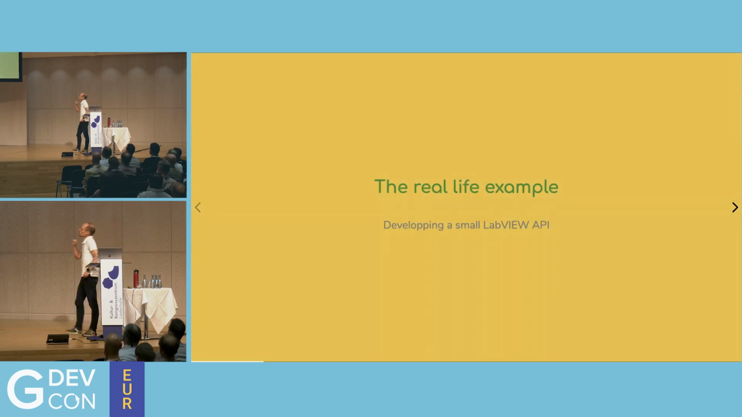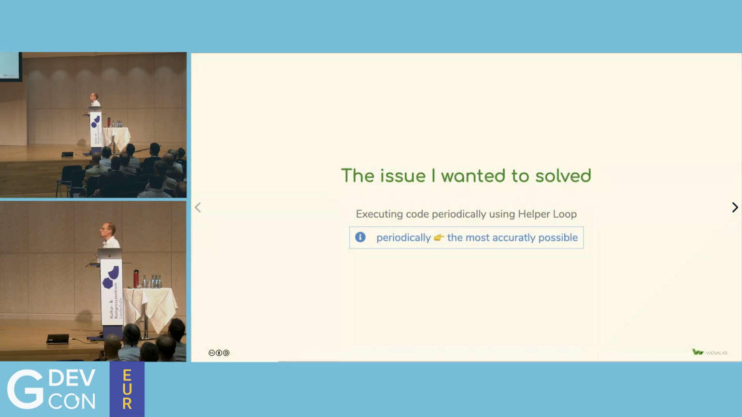So the real life example. I want to show some code, even if it's not a technical presentation. But I really want to make obvious what the open source thing gave me during the development of this project. So it's a small LabVIEW API, and the issue I wanted to solve with this API was to execute code periodically using a helper loop. So being sure that my code is going to be executed every 100 milliseconds, for example.